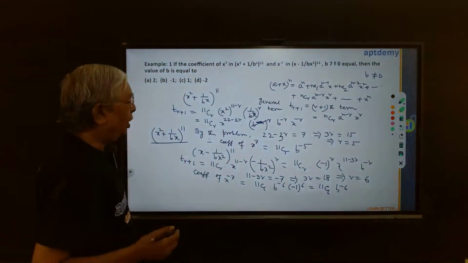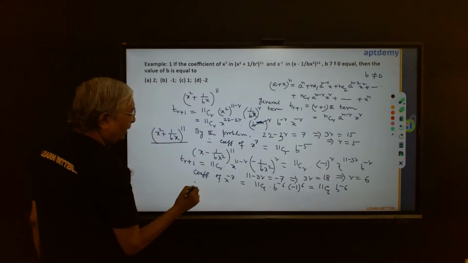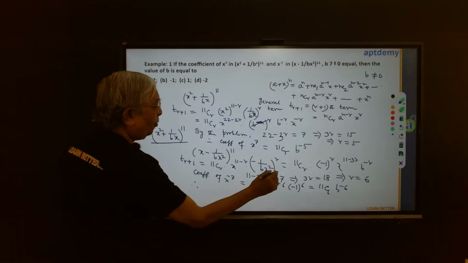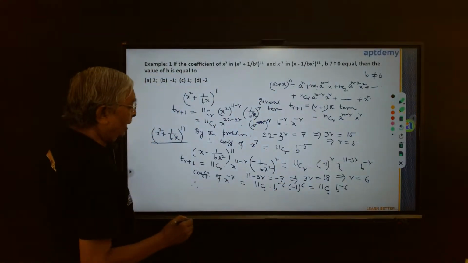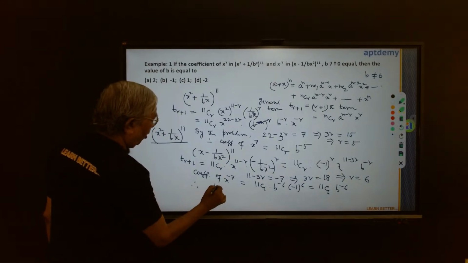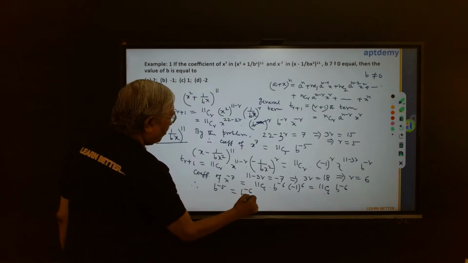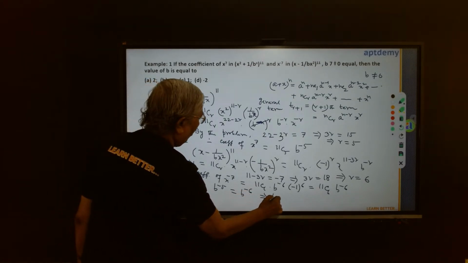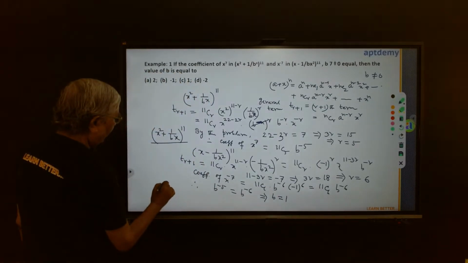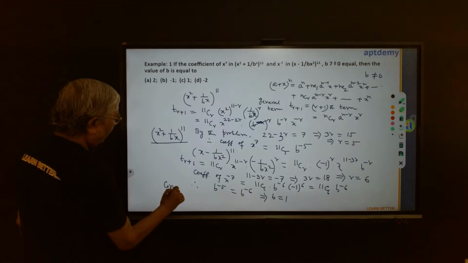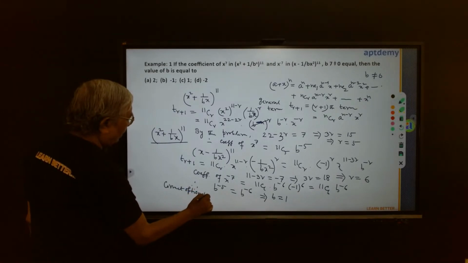What you are given, these coefficients are equal. So therefore you can write these two are equal, 11C6 and 11C5, these two are equal. Therefore you can write b to the power minus 5 equals b to the power minus 6, since the coefficients are equal. Therefore this will imply b equals 1. So the correct option is C.